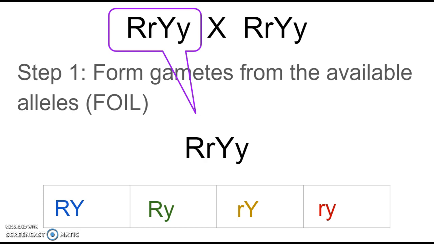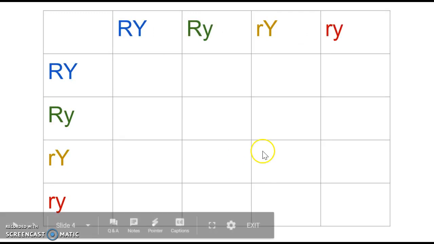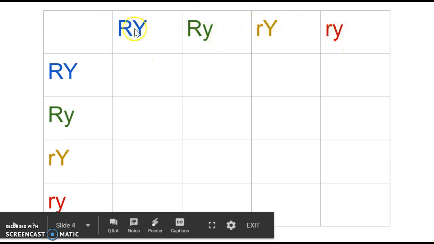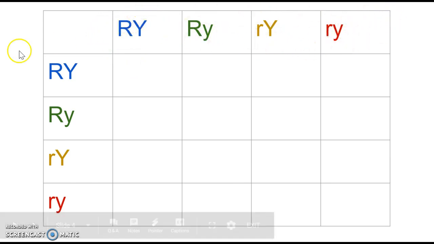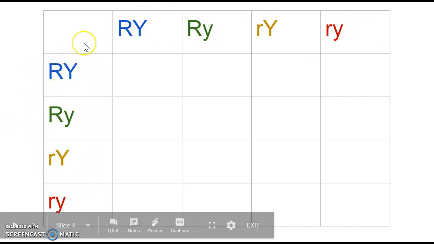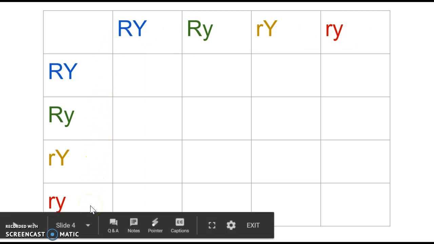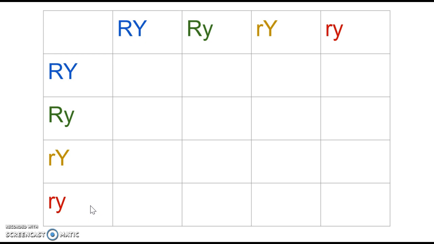If you can get to this point, you can start filling in your Punnett square, because your gametes for the first parent will go across the top, and your other parent, you'll put them along the side. Since our parents were alike in this cross, you'll see that our gametes along the top are exactly the same as our gametes along the side. In some problems they may be different, so you just have to make sure you carefully look at the letters in each parent and use the FOIL method appropriately.